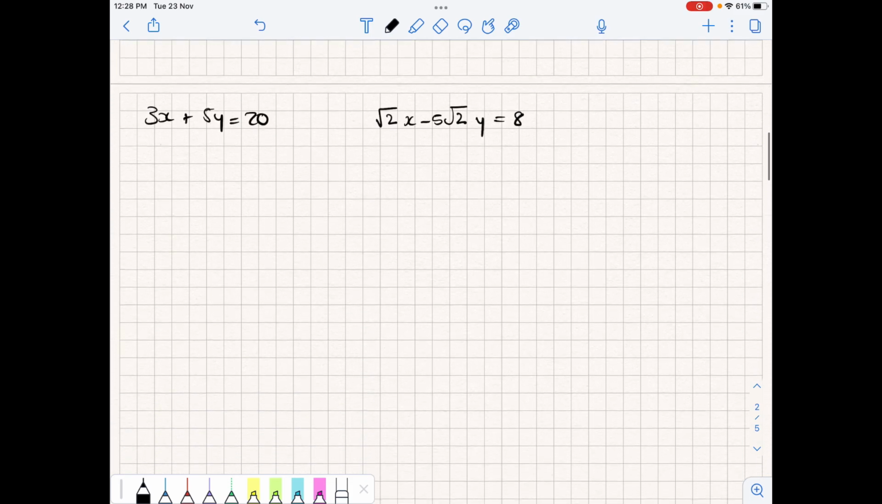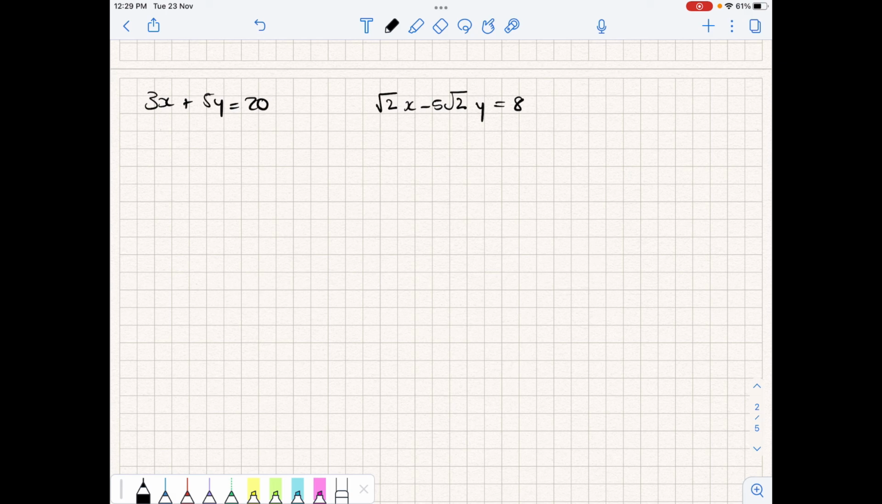Okay, let's look at another example. Here we have a set of equations, right? And we're asked to solve simultaneous. Here's equation 1 and here's equation 2. Now, when we get asked to solve simultaneous equations, we are usually asked to give both the x and the y, both values.